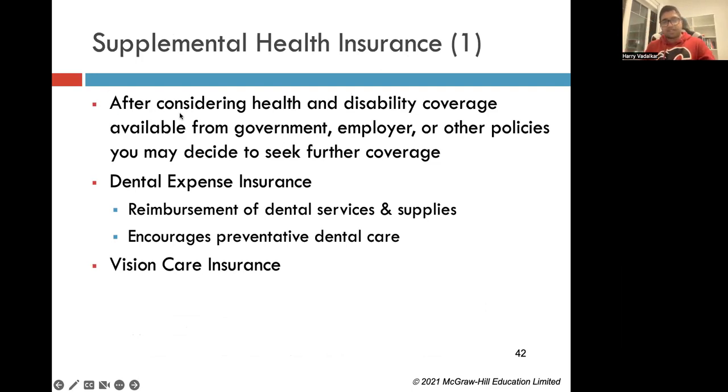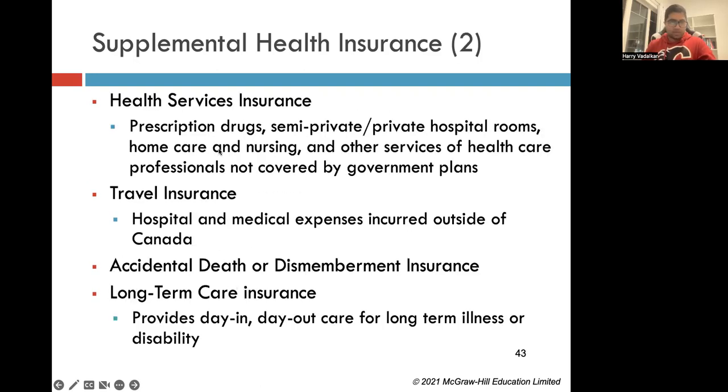Also, after considering health and disability coverage available from the government, employer, and other policies, you may decide to seek further coverage. Dental expenses are not covered by the province, so you might get dental expense insurance. They pay you reimbursement of dental services and supplies. They encourage preventative dental care. You can also get vision care insurance. Health services insurance covers prescription drugs, semi-private and private rooms, home care and nursing, and other healthcare services that are not covered by the government plans.